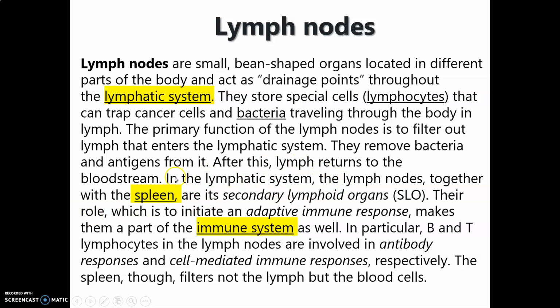In the lymphatic system, the lymph nodes, together with the spleen, which I told you is another very important lymphatic organ, are the secondary lymphoid organs. Their role is to initiate an adaptive immune response, making them a part of the immune system. So the lymphatic system also acts as a part of the immune system. In particular, B and T lymphocytes, which we talked about, are present in the lymph nodes and are involved in the antibody responses as well as the cell-mediated immune responses respectively. The spleen, though, filters not the lymph but the blood cells.